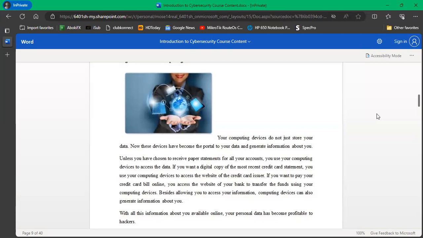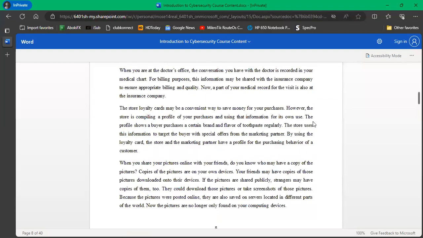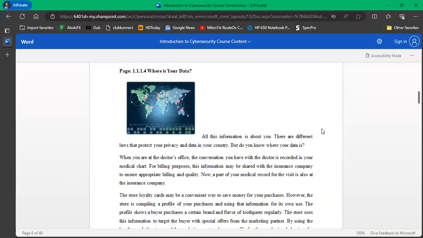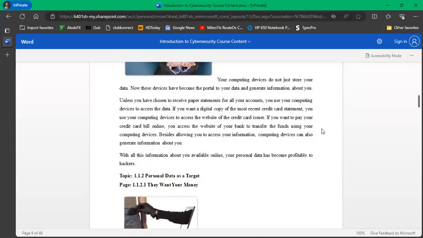And besides allowing you to access your information, computing devices can also generate information about you. And with all this information about you available online, your personal data has become profitable to hackers. With everything we've been discussing, starting from our online and offline identity, our data, and our computing devices, we all need to be careful of how we share our information.